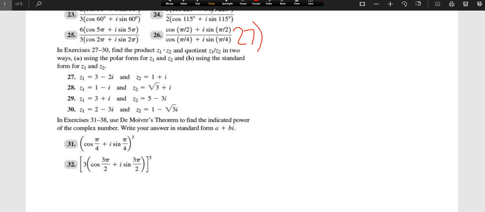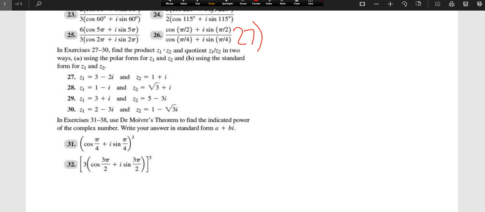Question 27, find the product Z1, Z2, and the quotient Z1 over Z2 in two ways, using polar form and using the standard form for Z1 and Z2. We're going to use the polar form, folks. I don't think there's a part B of that. I want you to ignore it, and here's why. The standard form would take you back to Algebra 2.